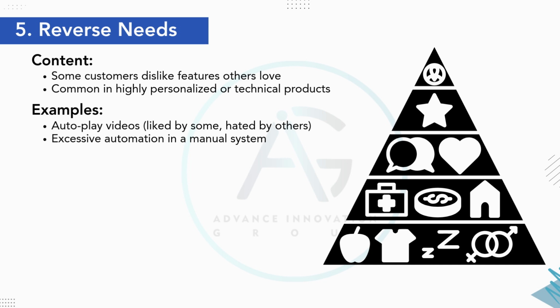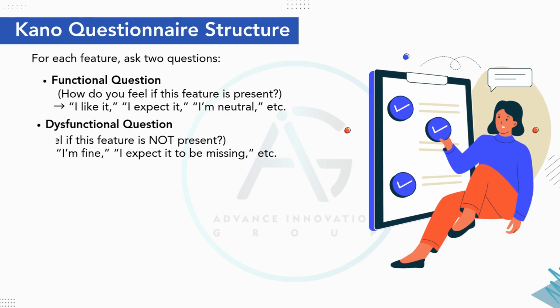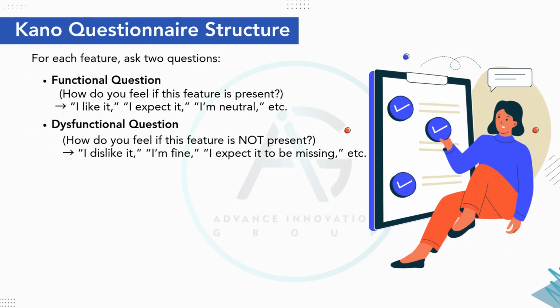Another example is excessive automation. In a traditionally manual system, too much automation may actually frustrate users who prefer control or simplicity. This type of need requires deep customer understanding because adding such features without careful analysis can alienate a portion of the market. This slide explains the basic structure of the Kano Questionnaire.